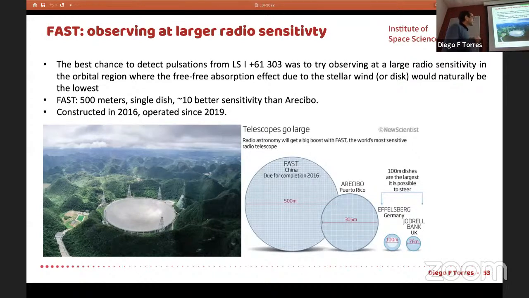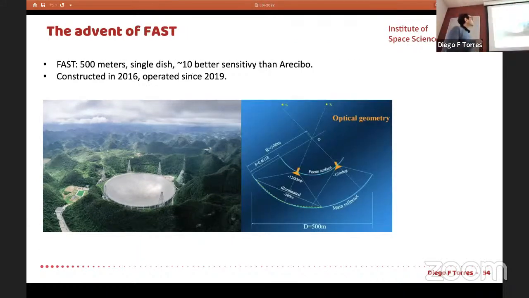FAST is a 500-meter radio telescope that was inaugurated in 2016 and operated in 2019 in China. It already has 10 times better sensitivity than Arecibo. It's 500 meters, a single dish. What is interesting here is that in between these towers you have the receiver. The plate is fixed, but you move the receiver on top.